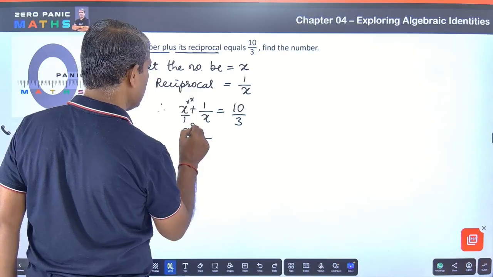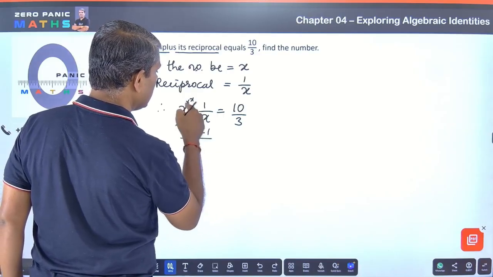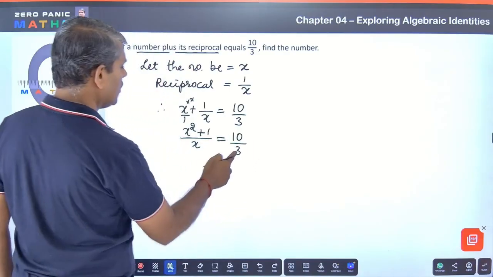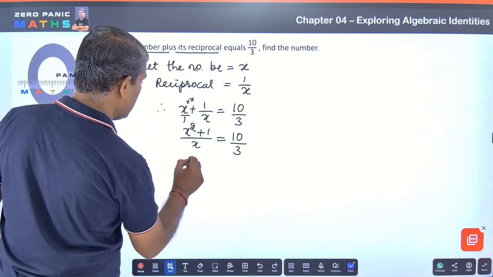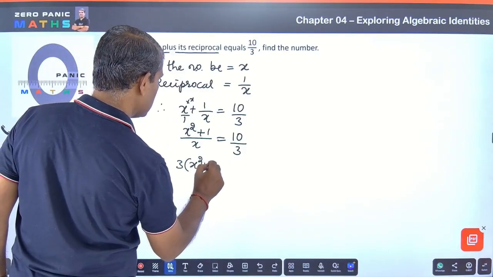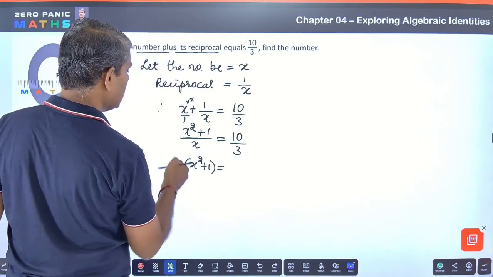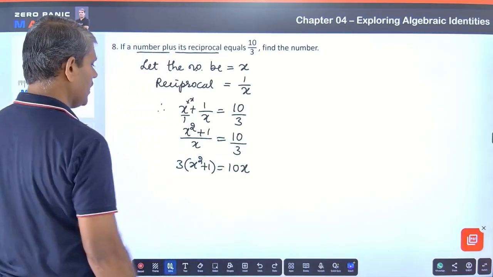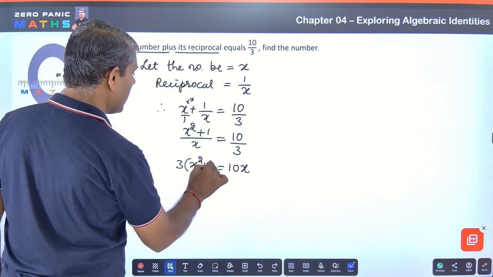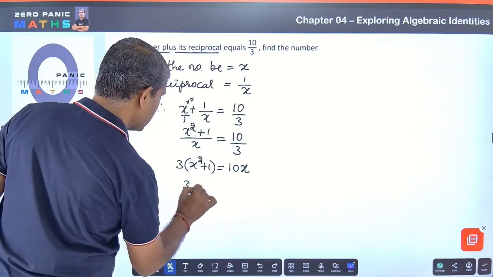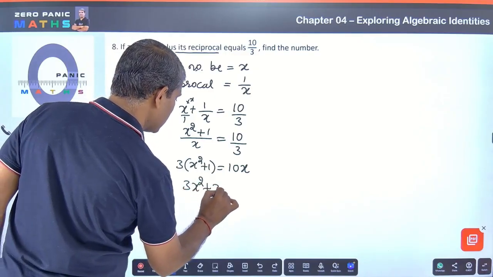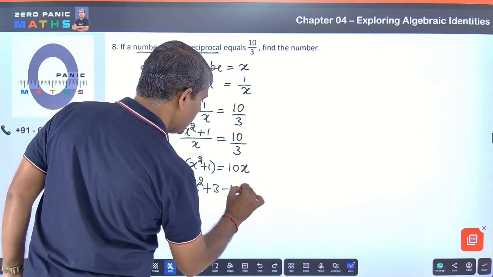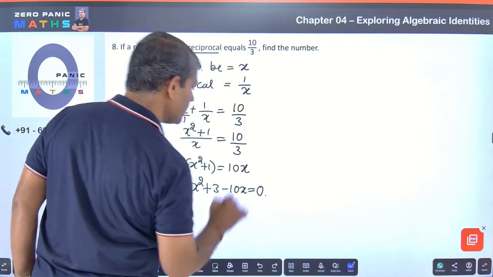You have to do it carefully. x square plus 1 in the numerator, divided by x, is equal to 10 by 3. So, cross multiplication: it is 3 into x square plus 1. We take 3 to this side and x to that side, that is 10x. So it will be 3x square plus 3. I will take 10x to the left side, so it will be minus 10x, and it is equal to 0.